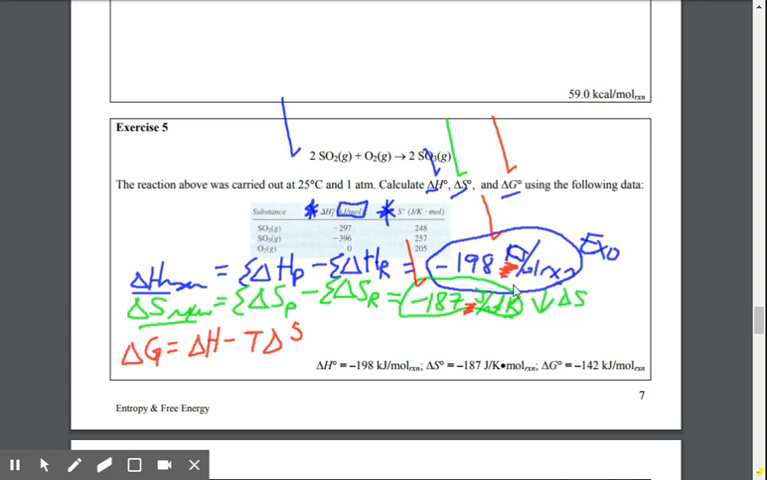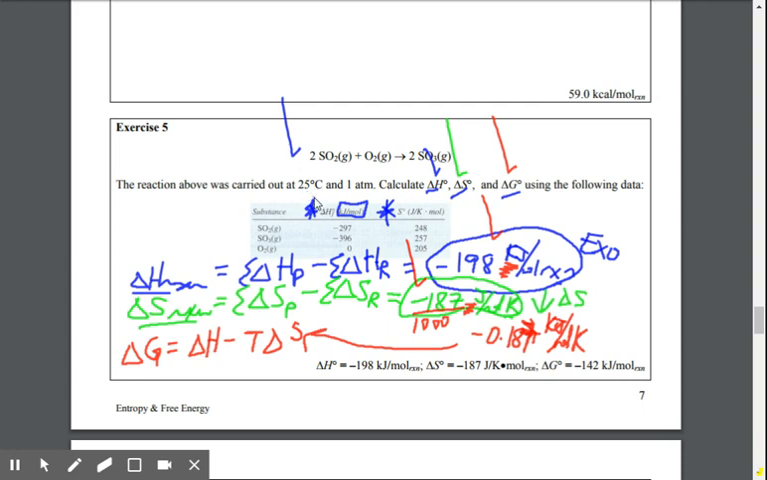How am I going to fix that? How am I going to get them in the same unit? That means that I'm going to have to divide this by 1,000 to plug it in. So it's going to be negative 0.187 kilojoules per mole Kelvin is now the units for that. Negative 0.187. Sorry, that's a crazy looking 7 right there. Kilojoules per mole Kelvin. So I'm going to plug that in for delta S.